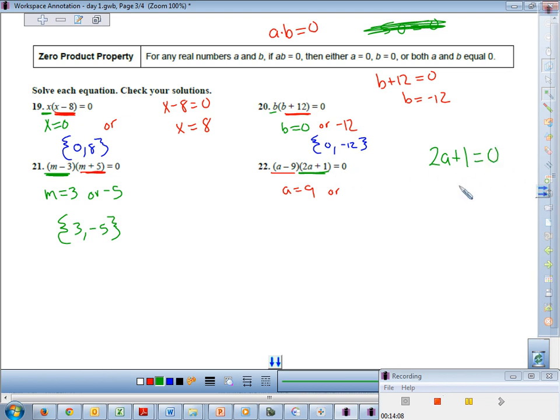First move is to subtract 1. So you have 2a equals negative 1. Then divide by 2, and a equals negative 1/2. So if you're not sure, you can just take that expression and put it over here equal to 0, and there's your solution set of 9, negative 1/2. Not parentheses, but brackets, Mr. P.